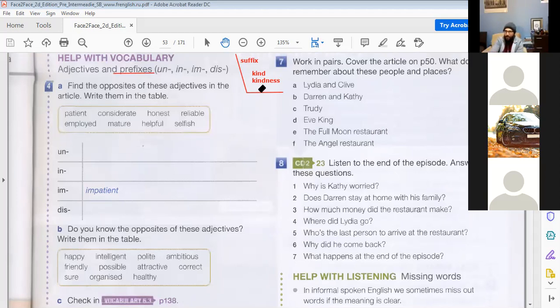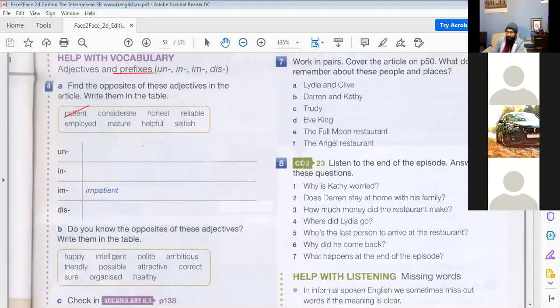Okay, so let's forget about suffix now. Let's talk about these prefixes. We have different types of prefixes. You can see here in the table, we have un, in, im, and others. Now I want you to guess which prefix we use for each of these adjectives. For example, patient is already answered: impatient. What about considerate? How do we make it into an opposite? Which one do you think?